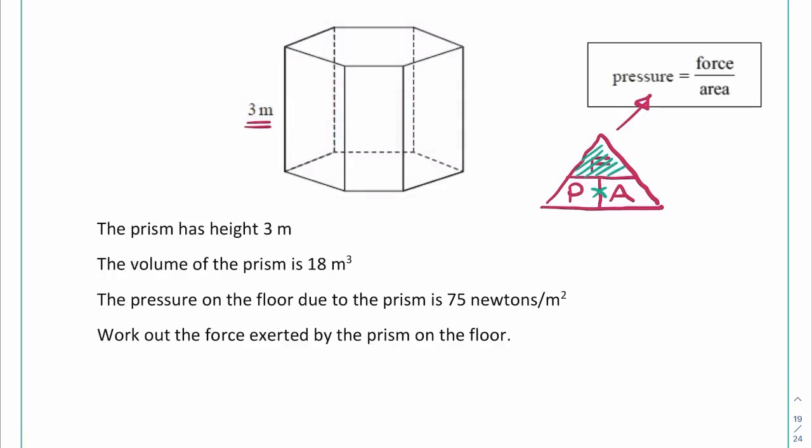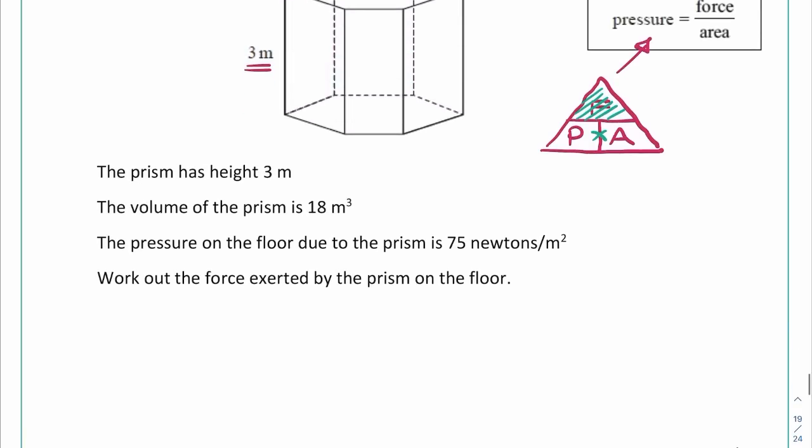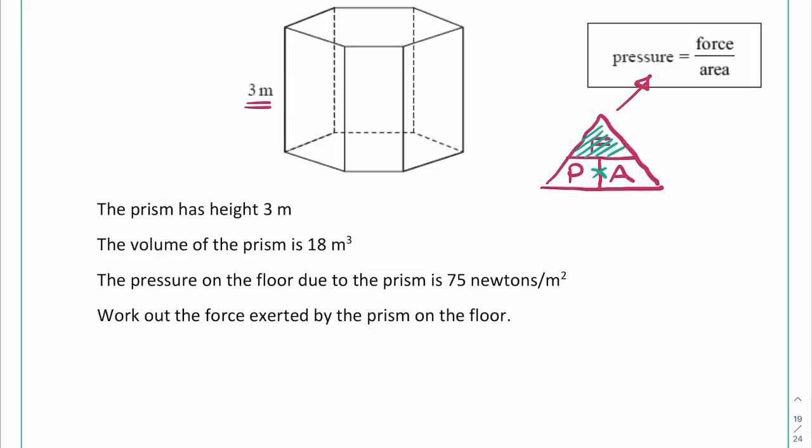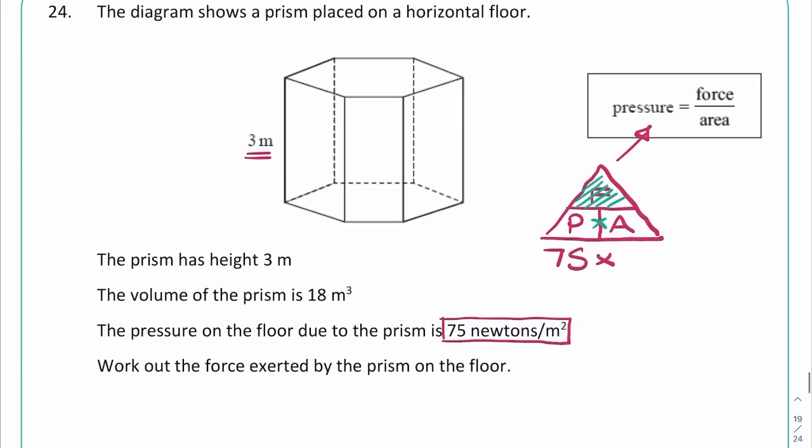So if we're going to do pressure multiplied by area, that means all we need to do is find those numbers from the question. So we have pressure here, which is 75. So we know that's going to be 75. We just need to multiply it by the area. But the problem is we're not actually given the area.